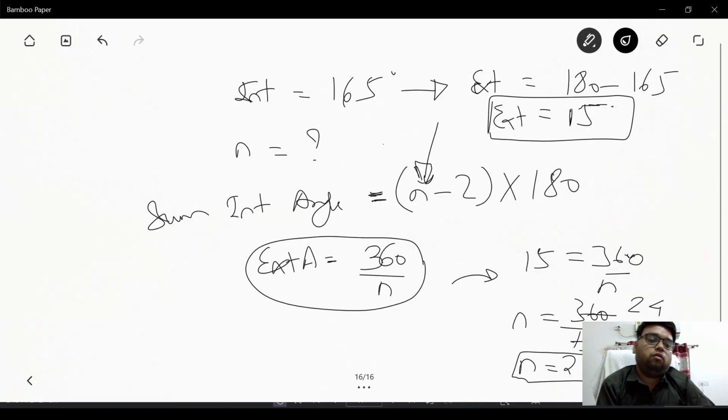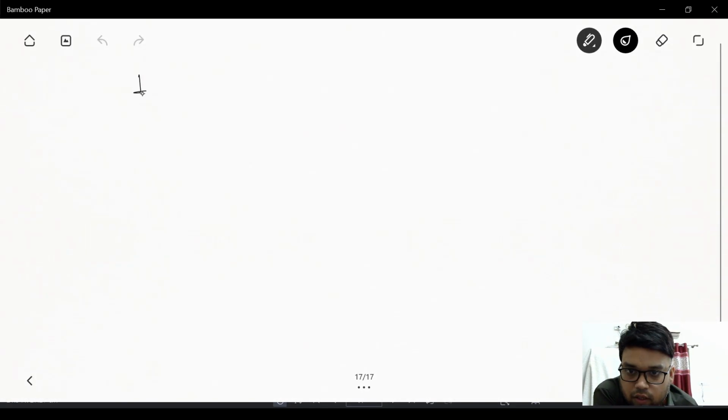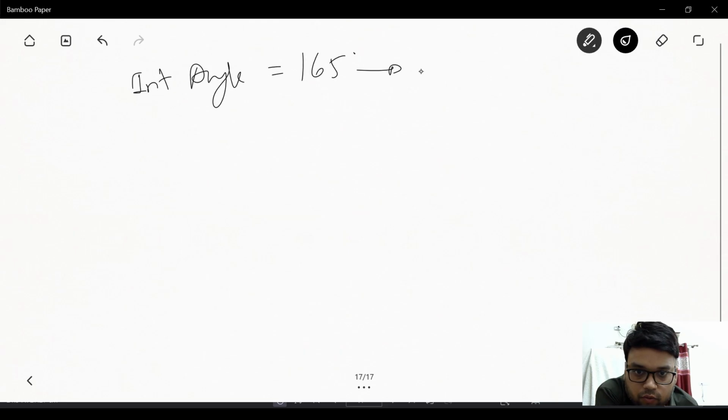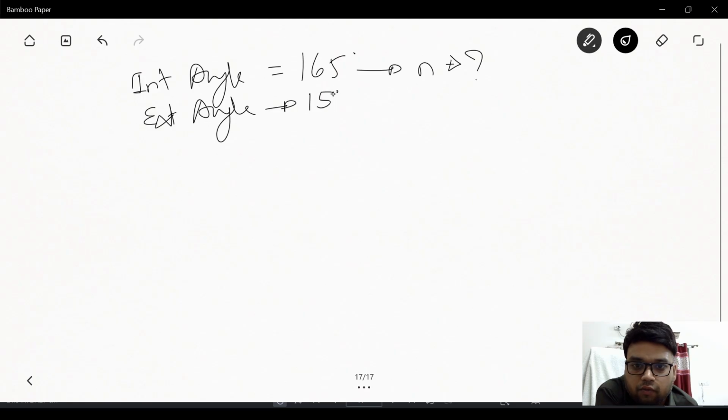Have you understood what I'm trying to explain? I am explaining again once more. Look at here. Here you are given the interior angle 165 degree. You have to calculate the number of sides. To simplify it, we convert the interior angle into the exterior angle. First, step 1: we subtract 165 from 180 and get the answer 15 degree as the exterior angle. Now we know that the exterior angle is equal to 360 by n.